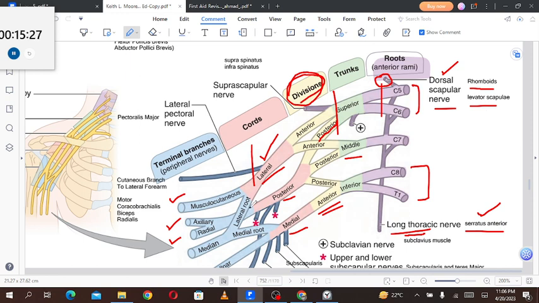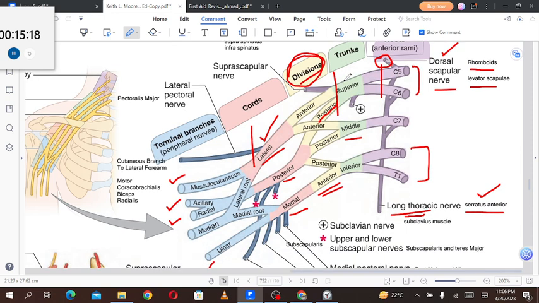So this picture is from the KLM, it is not in First Aid. I've just brought this picture for the sake of explanation. Moving forward to the nerves that are originating from the trunks. Now there are two nerves that are originating from the trunk, and both of them are coming out of the superior trunk. The first nerve is the subclavian nerve.